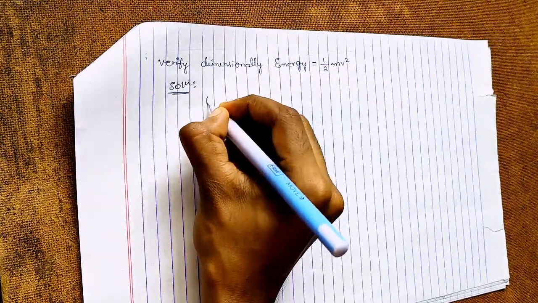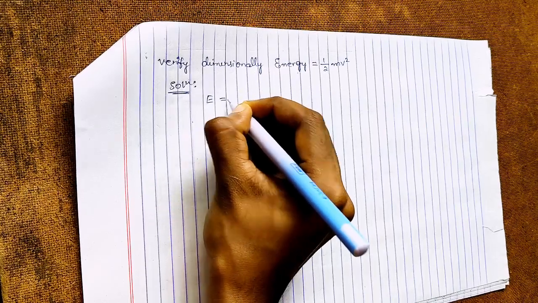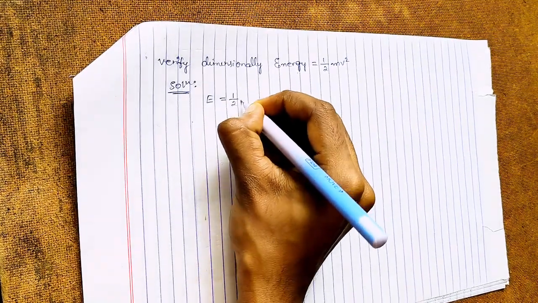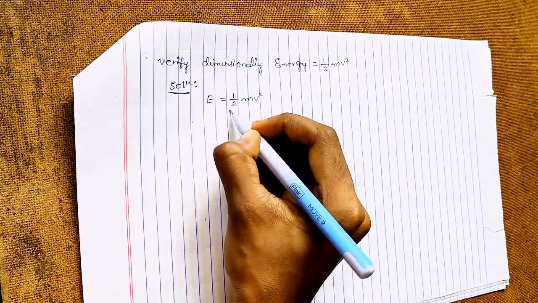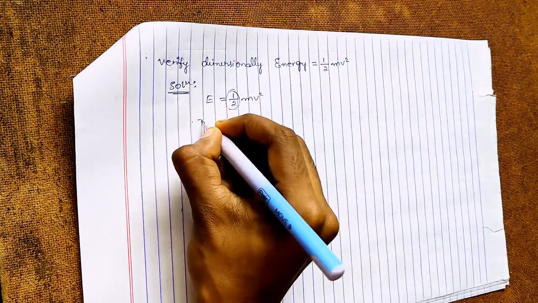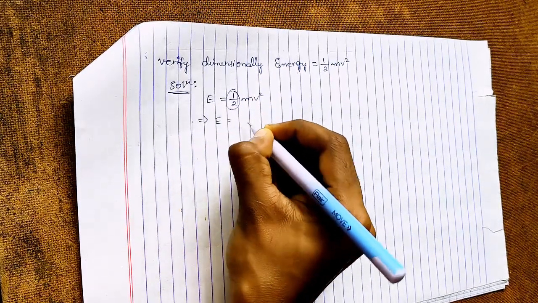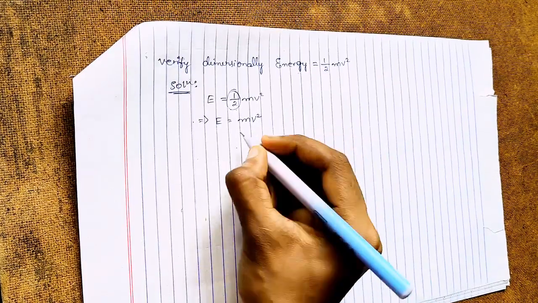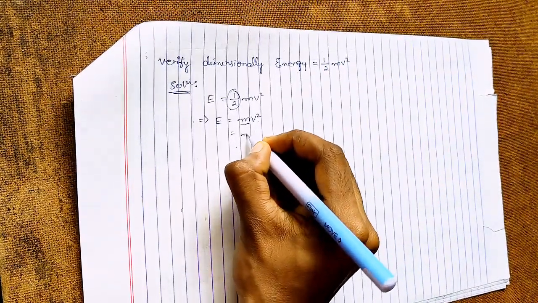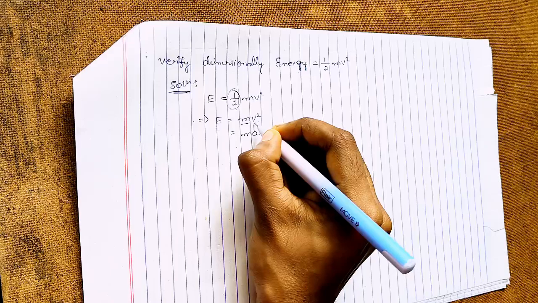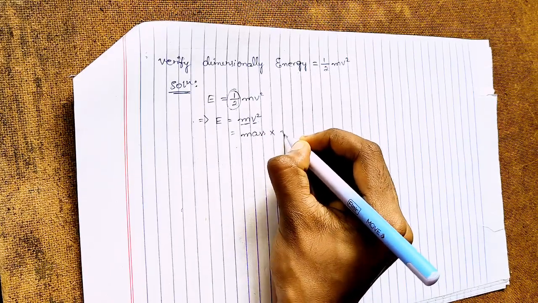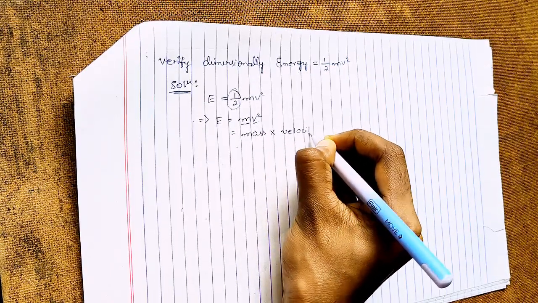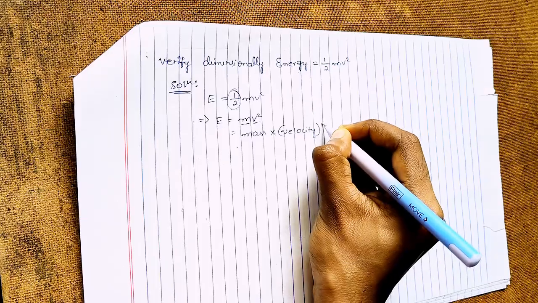Solution. Here we have energy is equal to half mv square. In this equation, I will write energy as E. E is equal to half mv square. Here we are neglecting the constant, so I will rewrite the equation as E is equal to mv square. We know that m means mass and v means velocity, so I will write it as mass into velocity square.